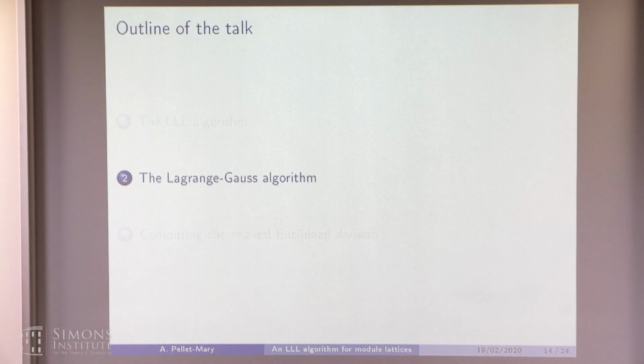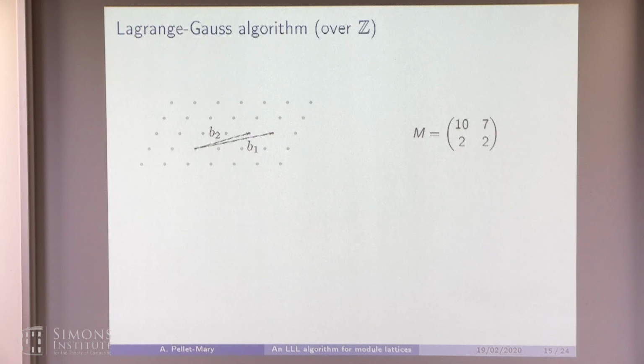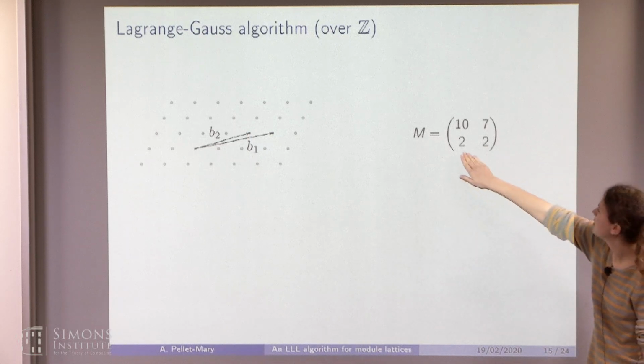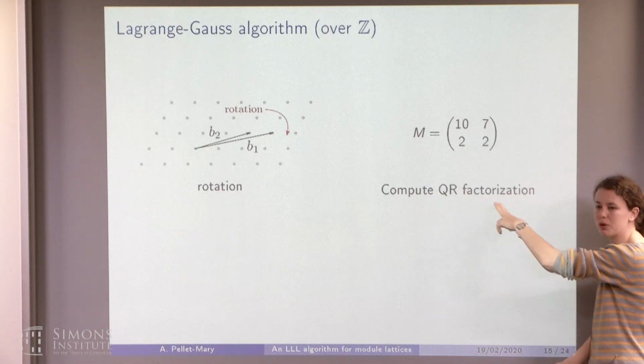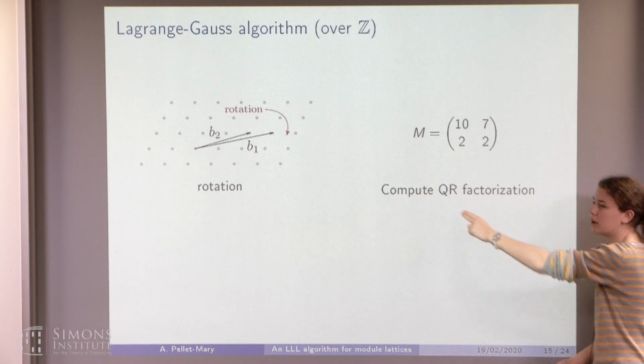Now I want to focus on the second part, which is how we are going to find short vectors in modules of rank 2. Let me first describe the Lagrange-Gauss algorithm over the integers. We have a lattice of dimension 2, and we are given a basis of bad vectors. Here is the basis, B1 and B2. The first thing we do is rotate the lattice, rotate the space, just turn the head, so that B1 becomes horizontal, which on the matrix side means that we compute the QR factorization so that we get a triangular matrix R.